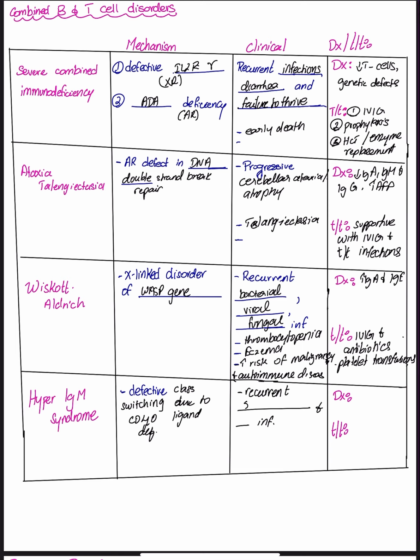You'll have recurrent sinopulmonary and GI infection. So you have increased IgM and decreased IgG, IgA, IgE, etc. And treatment is IV immunoglobulin and prophylactic antibiotics.